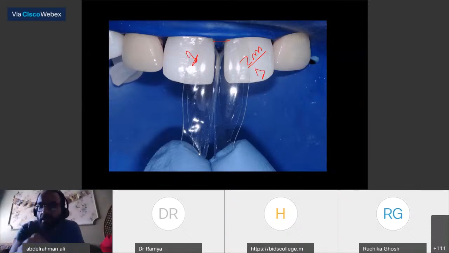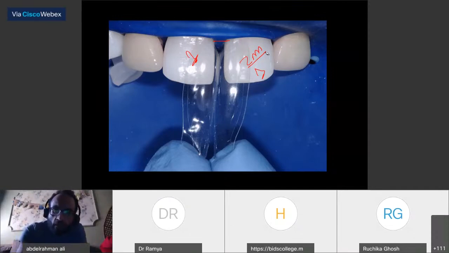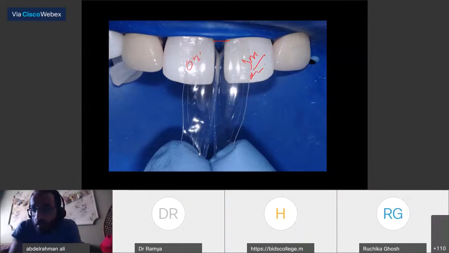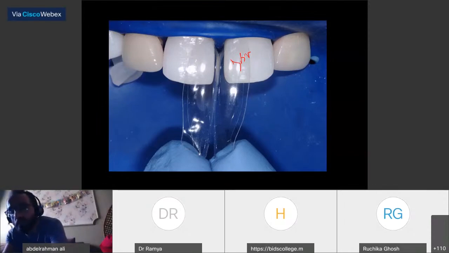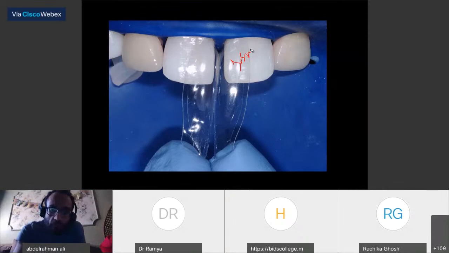If you have a diastema of 1 millimeter, you need 0.5 here, 0.5 here. So you can use the pink group to close the diastema. If you have a 1.5 diastema, the green will be too big and the pink will be too small. So what should you do?